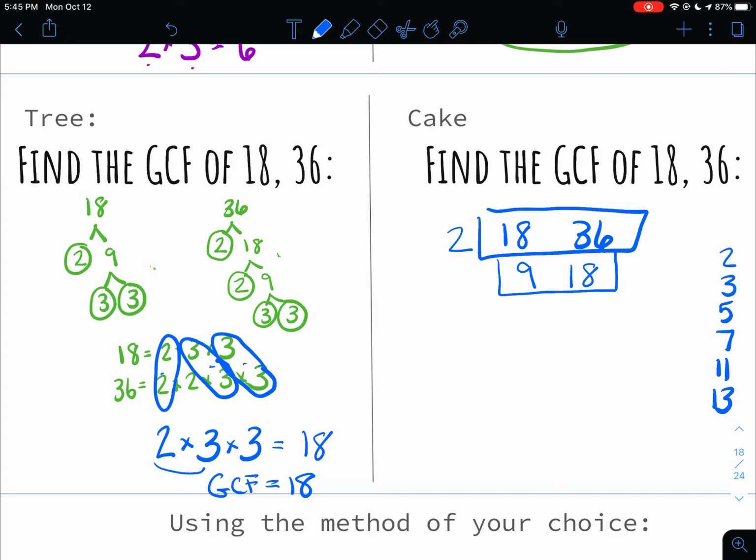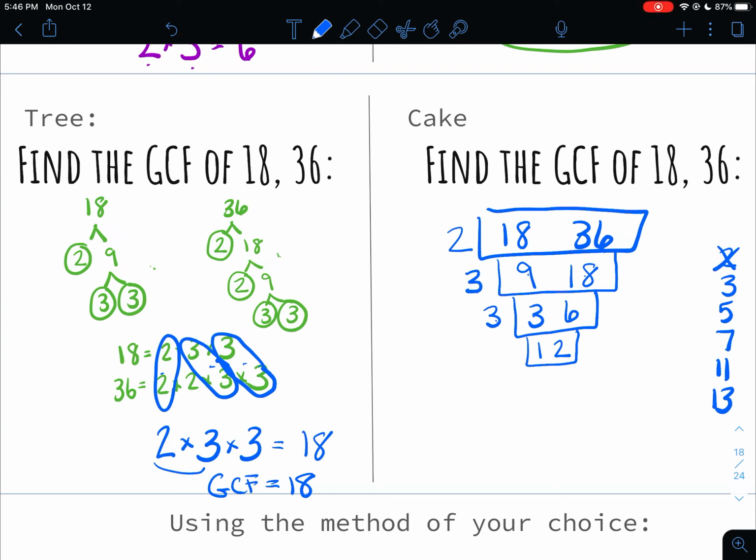So then are 9 and 18 divisible by 2? No. Are they divisible by 3? They are. So we put a 3 on the side, and then we divide. 9 divided by 3 is 3. 18 divided by 3 is 6. So 3 and 6, are they divisible by 3? They are. So we're going to divide by 3. 3 divided by 3 is 1. 6 divided by 3 is 2.